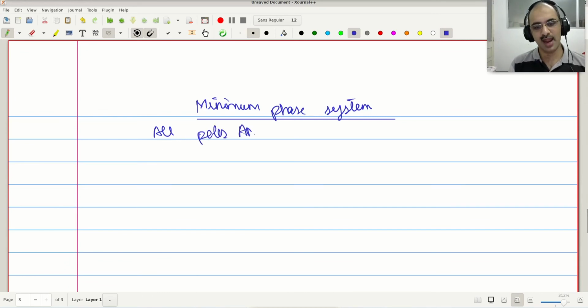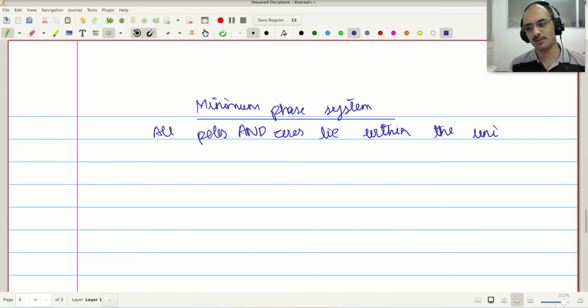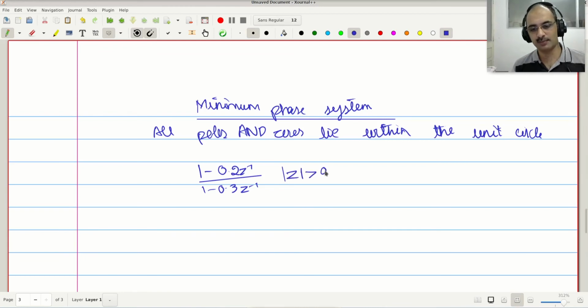All poles and zeros lie within the unit circle. Now this is actually very important. Let's take an example: 1 minus 0.2 z inverse upon 1 minus 0.3 z inverse, mod z greater than 0.3. This satisfies that all the poles and zeros lie within the unit circle.